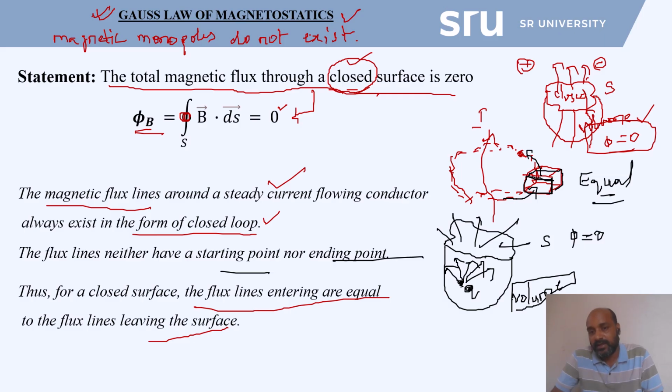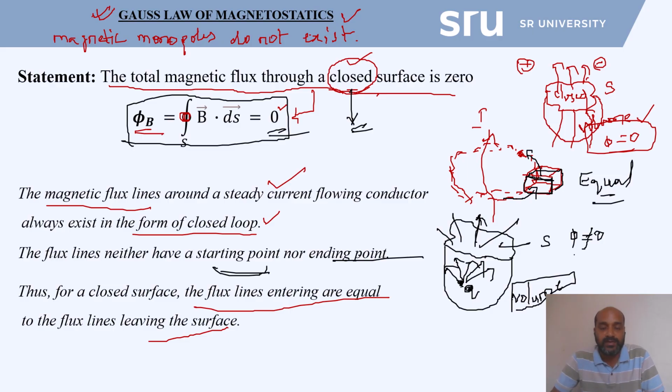In this case, the field lines are only leaving, not entering, because they are not entering from outside. The field lines are generated within the volume. So here the flux will not be equal to 0. But for magnetic field there is no such origin from where the field lines are produced. There is no starting point and no ending point, so the total flux will be equal to 0, and this is possible only for a closed surface. This is the mathematical representation of Gauss law of magnetostatics.